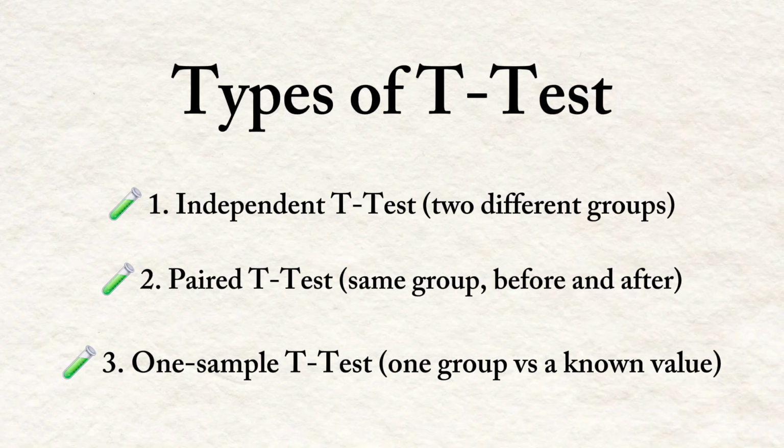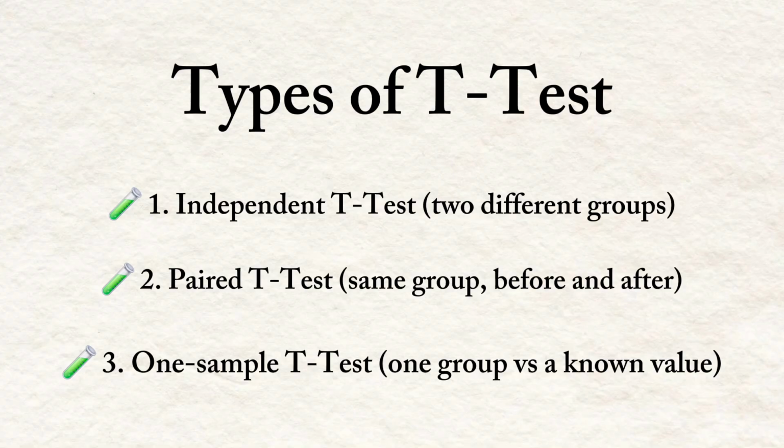There are three main types of t-test. The first one, independent t-test. The independent t-test is an inferential statistical test that determines whether there is a statistically significant difference between the means in two unrelated groups. Second, paired t-test. The paired sample t-test is used to determine whether the change in means between two paired observations is statistically significant.